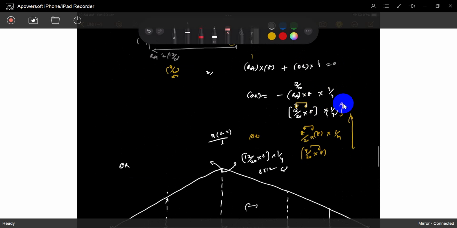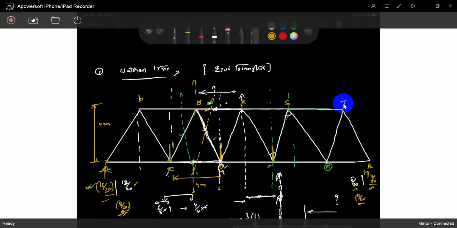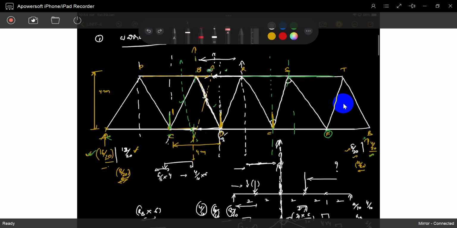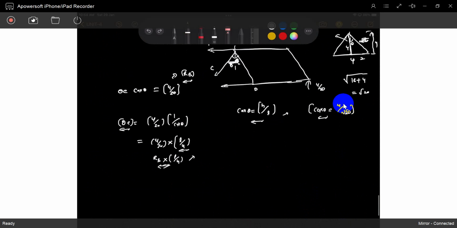Now you see the load is at D. Load is at D. What will you get? This value is 12 by 20. This value is 8 by 20. Now you have to choose only the left part. Are understood? So the left part you can just write. This is the left part, this part and this part. Just write down the left part.